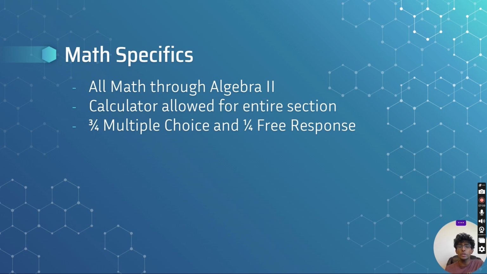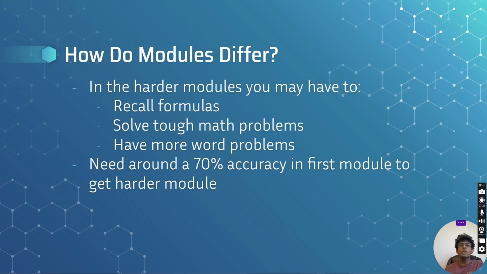The math section is about 3/4 multiple choice and 1/4 free response. Free response meaning you kind of type in your answer. It's not like an AP exam free response thing. It's not like that. So how do the harder modules differ in math?